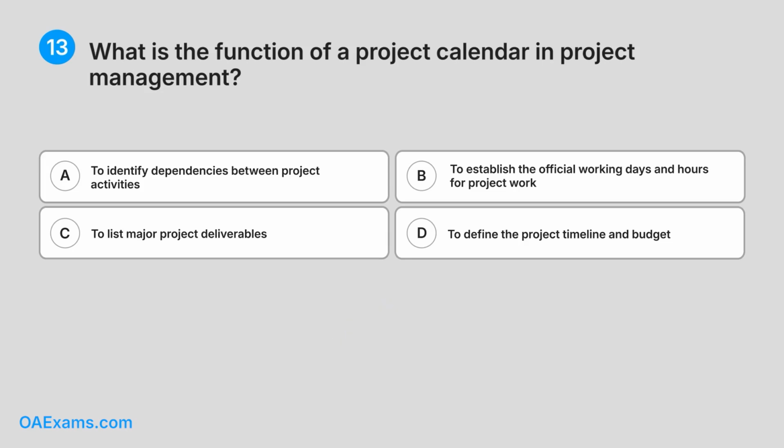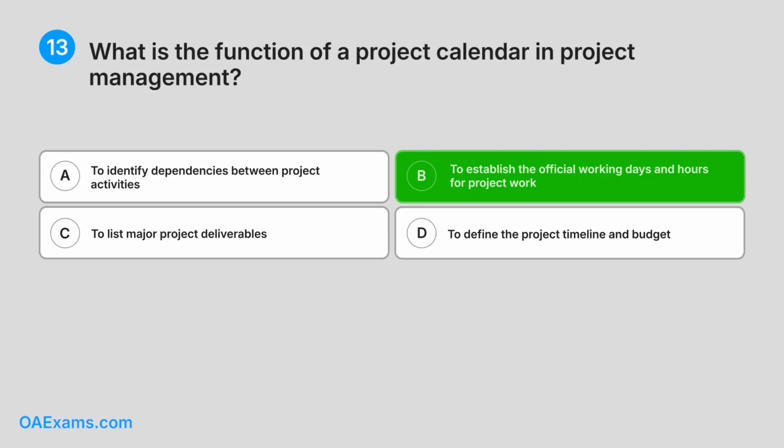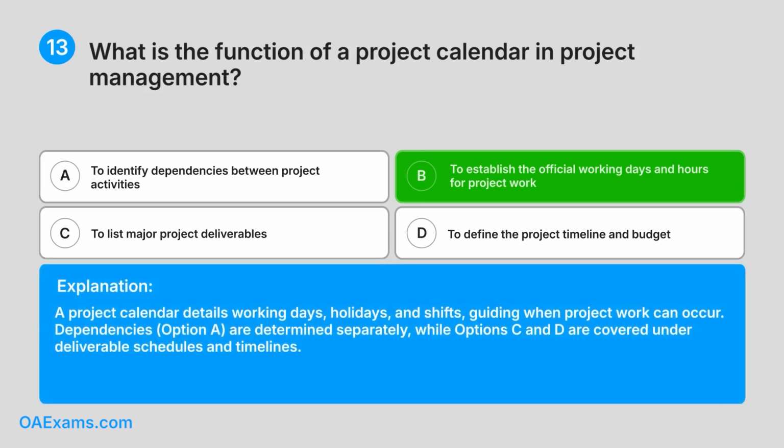Correct answer. B. To establish the official working days and hours for project work. Explanation. A project calendar details working days, holidays, and shifts, guiding when project work can occur. Dependencies, option A, are determined separately, while options C and D are covered under deliverable schedules and timelines.